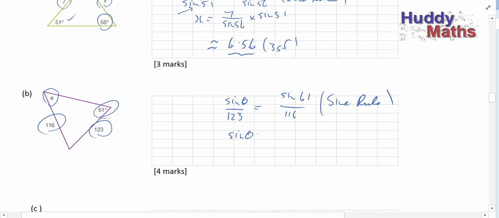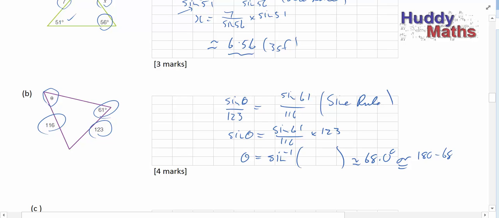Therefore the sine of theta is this side multiplied by 123, and therefore theta is inverse sine of all that in brackets. And theta comes to be approximately 68.0 degrees, 3 significant figures, but look out, or 180 minus that. Did you get that extra mark? See how theta here is opposite the biggest side? So there are 2 angles which have that sine, one in the first quadrant, and the sine of angles in the second quadrant, being the y-coordinate, are also the same, so you don't know. It could have been 112 degrees. Okay, so there's 2 different ones there.